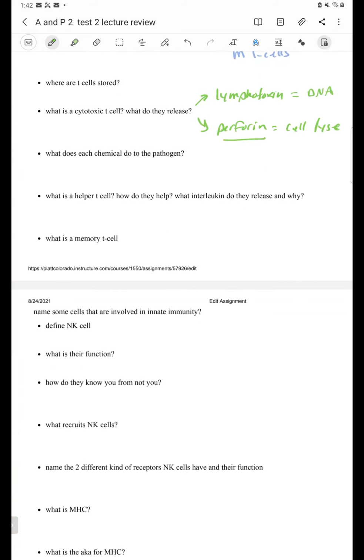Okay, helper T cells release interleukin 2s, and that causes or stimulates cell division. Okay, you have your T cells and your B cells.